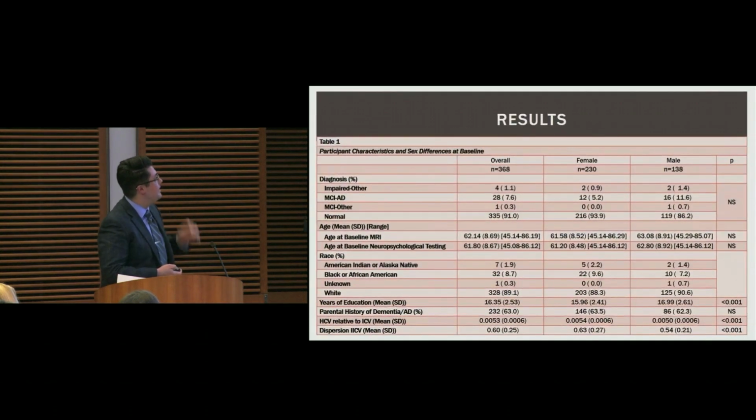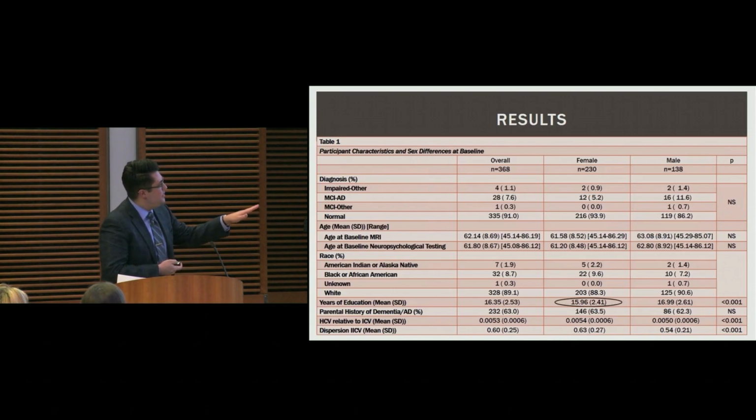So this is a data table that provides an overview. In terms of the distribution of diagnoses between males and females, it was rather similar. They were of similar age at baseline. We didn't do a statistical analysis to look at race, but it seems to be pretty evenly distributed. We did see a difference in years of education.